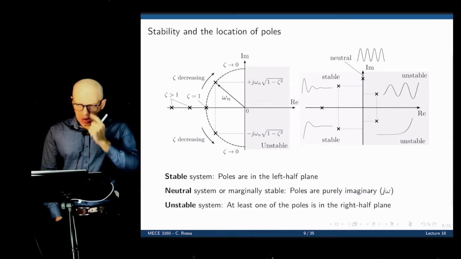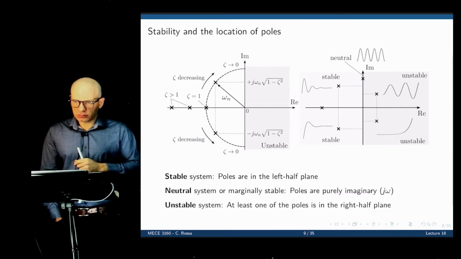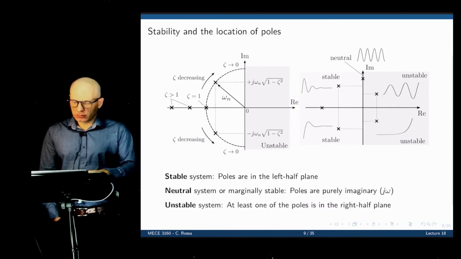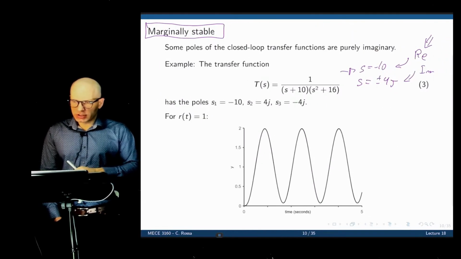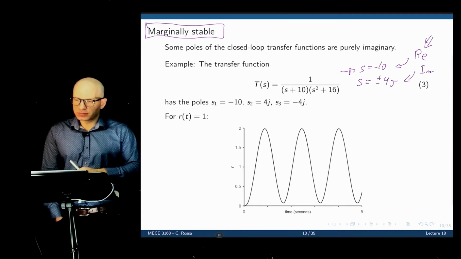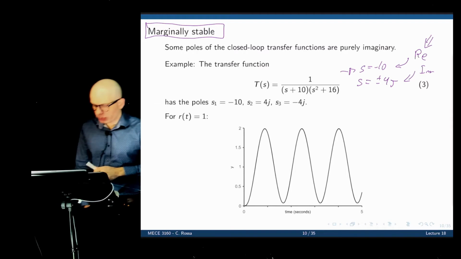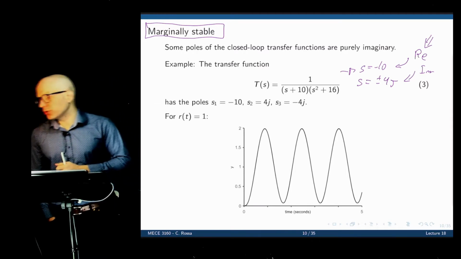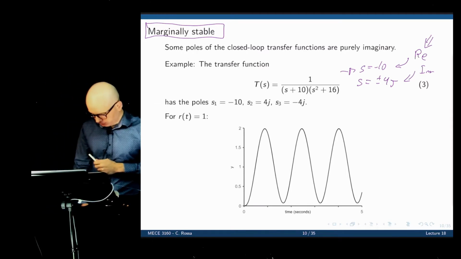So should the condition on this slide be at least one pole is purely imaginary? For marginally stable? Yes. Well, we always have two, right? Imaginary poles always come in pairs.